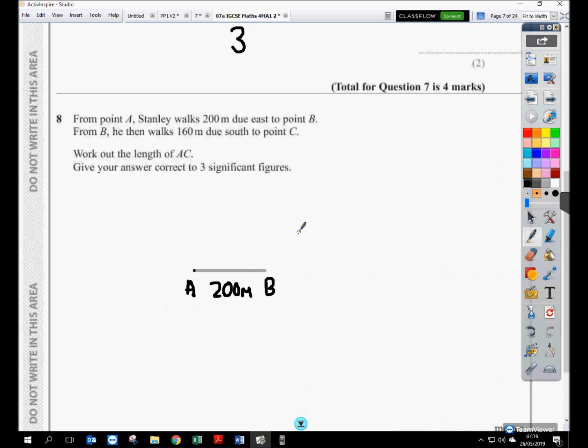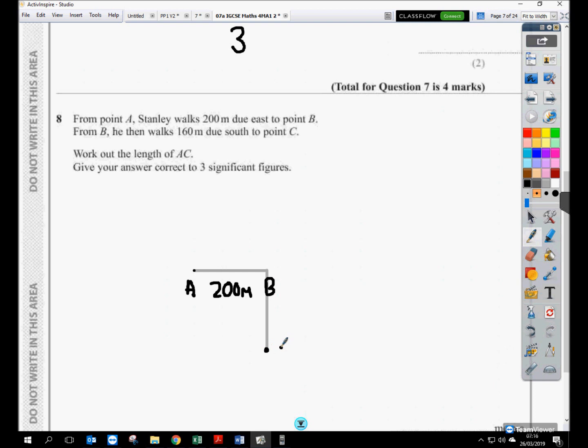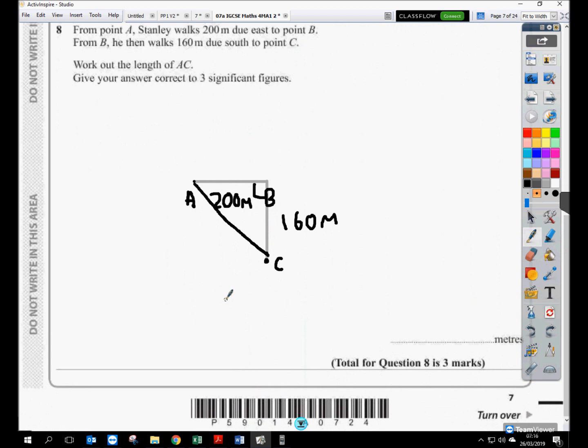He then walks from B 160 meters due south to point C. Not drawn to scale. South. Okay, this is 160 meters. Work out the length of AC. This distance here. It's a right angle triangle, and we're working out this side.